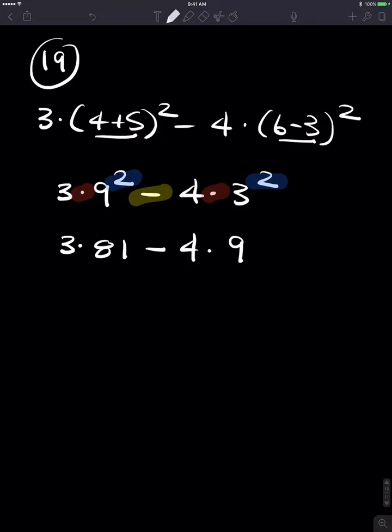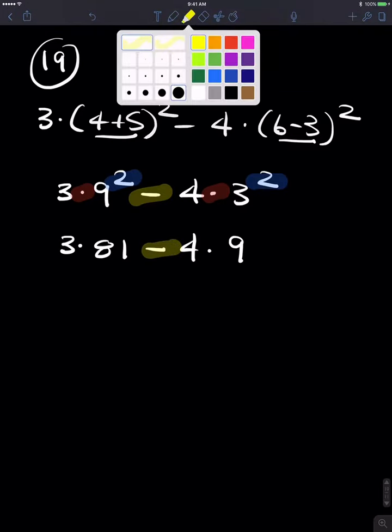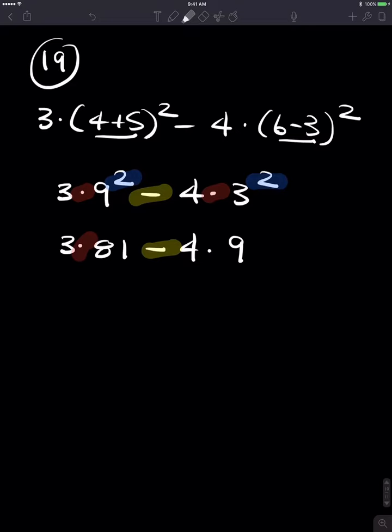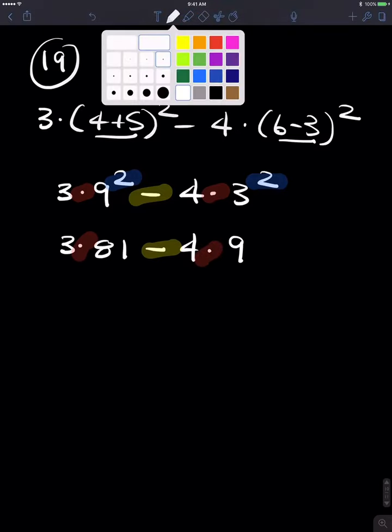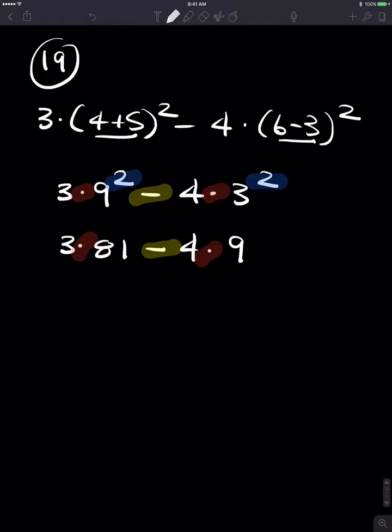My operations now again are subtraction, multiplication, and multiplication. Multiplication outranks subtraction. Please excuse my dear Aunt Sally. 3 times 81 is 243. 4 times 9 is 36. I have to subtract.